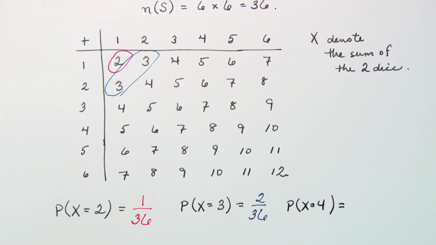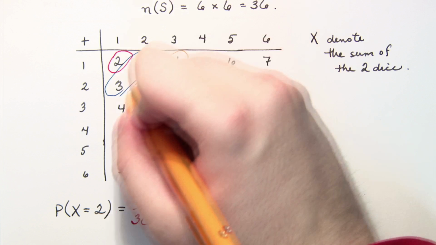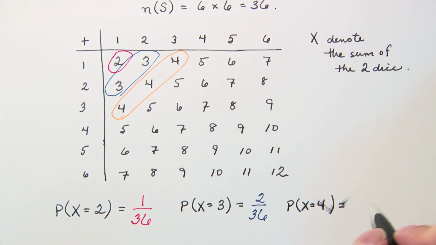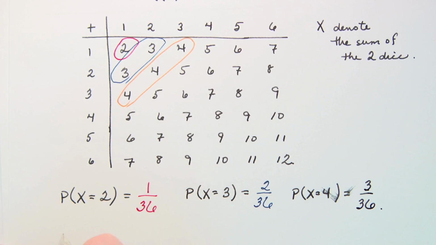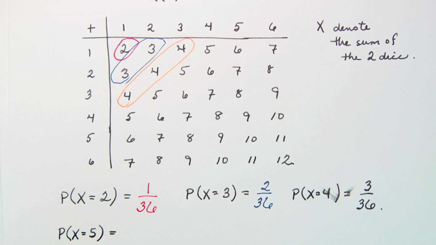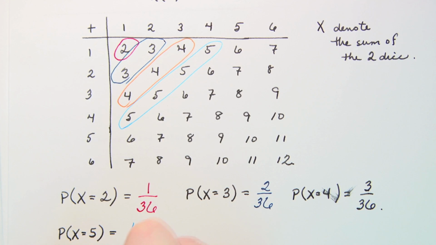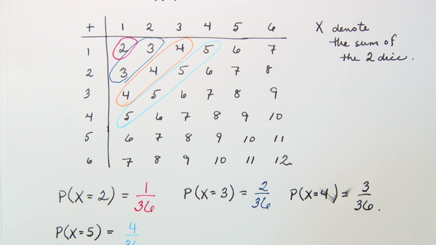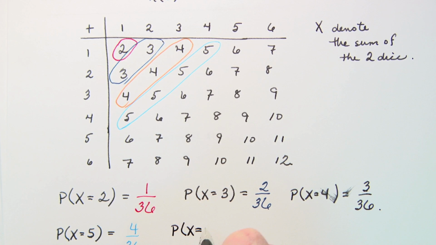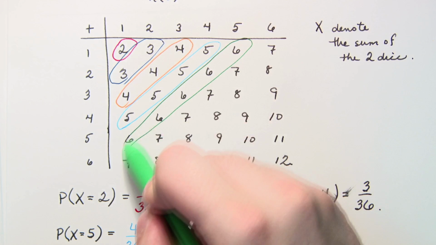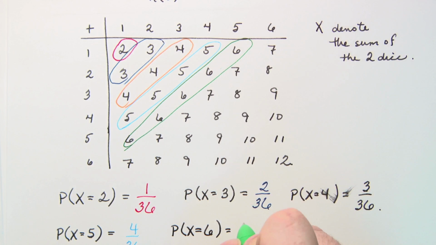I can calculate this for 4. So I have 3 cases in that instance, 3 over 36. And I think you're starting to see the picture. Now if I calculate 5, there are 4 cases. The probability that the craps shooter throws a sum of 6: 1, 2, 3, 4, 5.